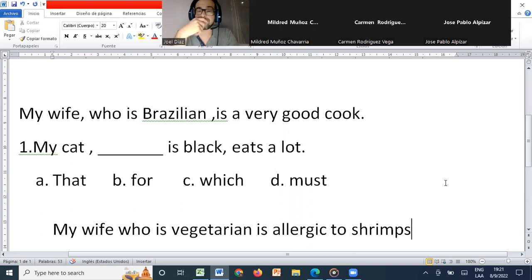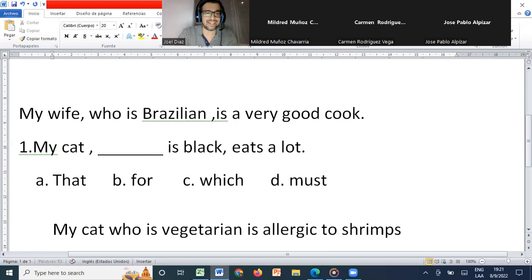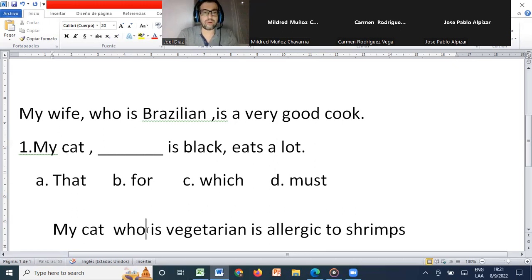Okay, in that case, if I wrote my wife, comma, who is vegetarian, comma, is allergic to shrimps, this is going to be a non-defining sentence. Non-defining, okay. I could say who or that. If it is a thing, let's say, instead of my wife, we say my cat, right? And then we need to change it.